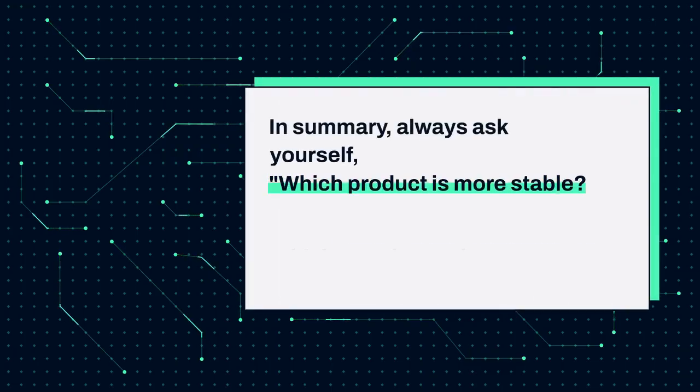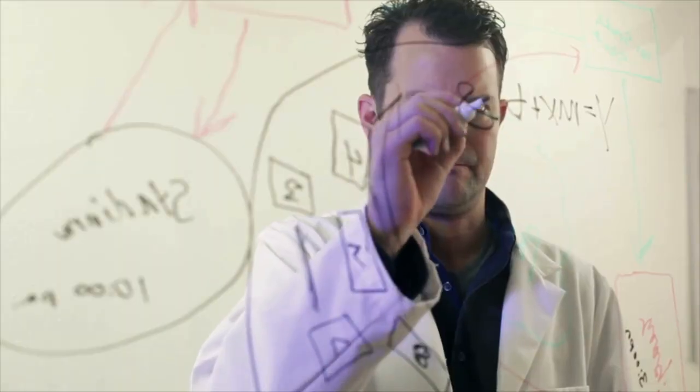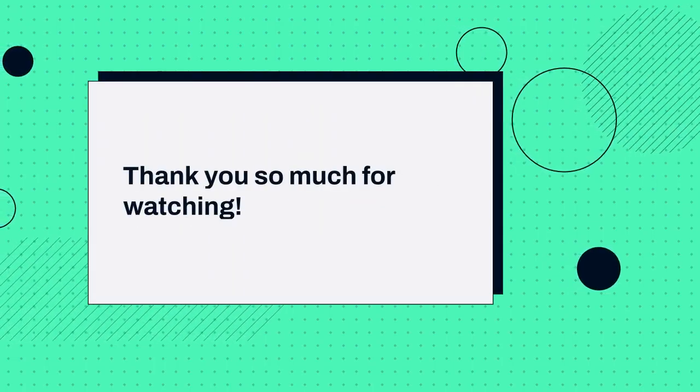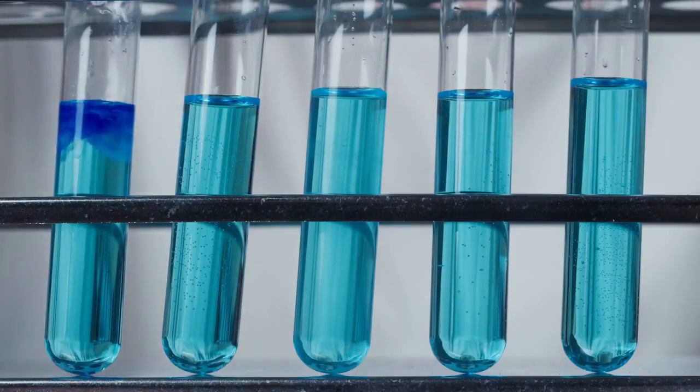In summary, always ask yourself, which product is more stable? Which reaction pathway creates a more stable intermediate? Answering these questions will almost always lead you to the correct major product. Thank you so much for watching. Remember, when in doubt, just think about stability.